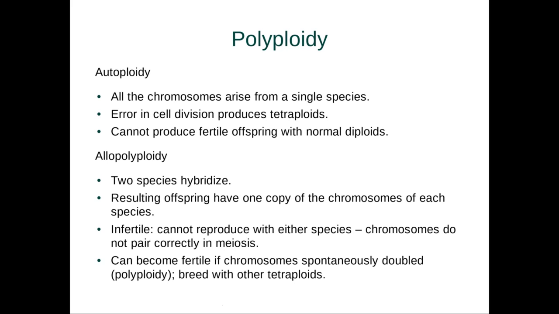Now, allopolyploidy, where 2 species hybridize, so tiger and lion, and the resulting offspring have 1 copy of each chromosome from each species. Now, typically speaking, these are infertile. They can't reproduce with other species because the chromosomes simply don't pair correctly during meiosis. However, they can become fertile if the chromosomes spontaneously double, i.e. polyploidy, so autoploidy, and then they could potentially breed with other tetraploids.